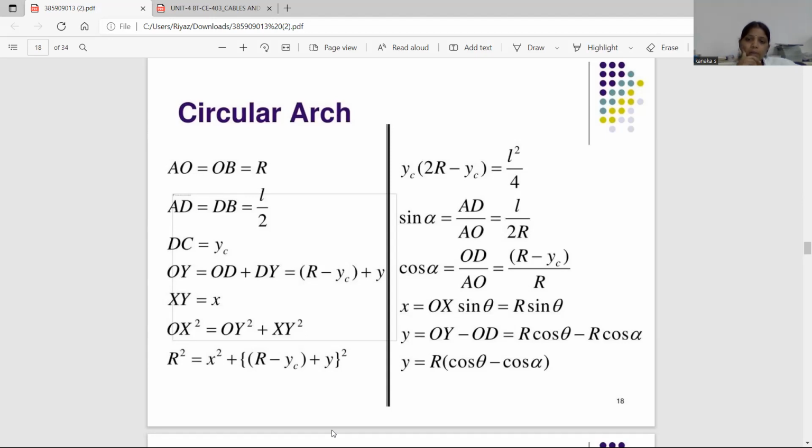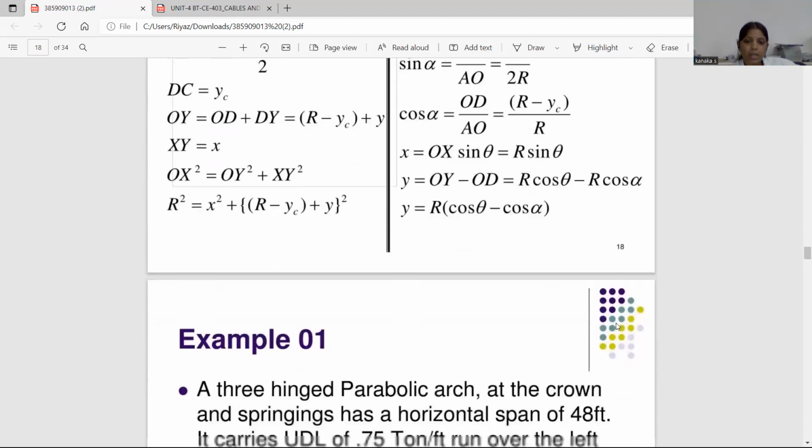So sin alpha equal to AD divided by AO, where AD means L by 2 and AO equal to R. So cos alpha equal to OD divided by AO, where OD means R minus yc, divided by R. So x equal to R sin theta. Y equal to OY minus OD, equal to R cos theta minus R cos alpha. So R is common, R into cos theta minus cos alpha.